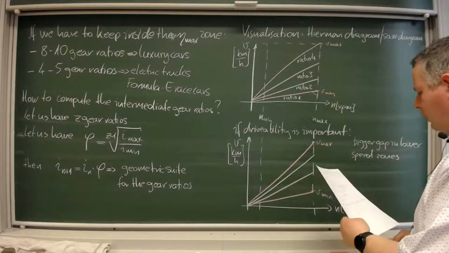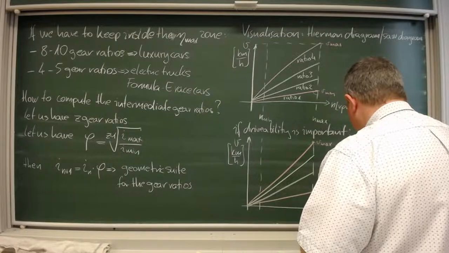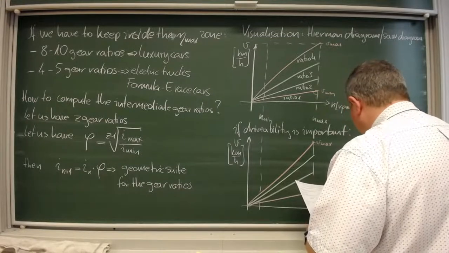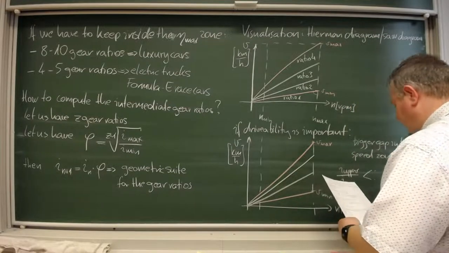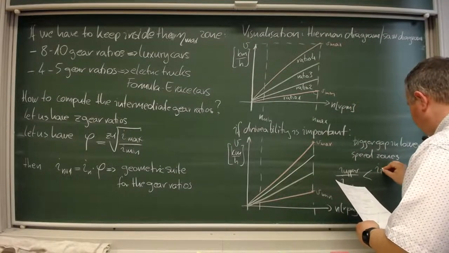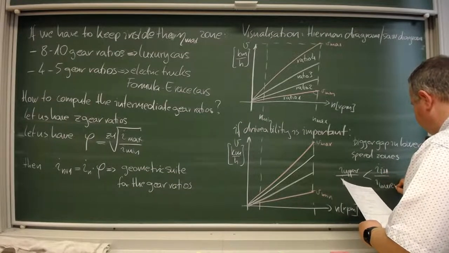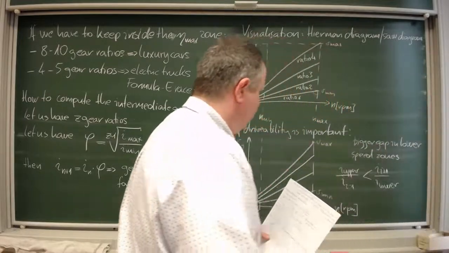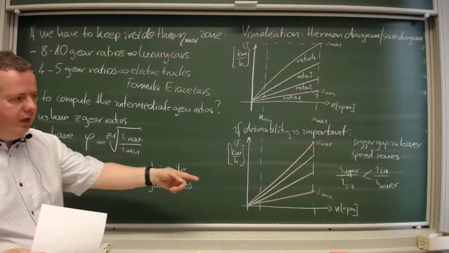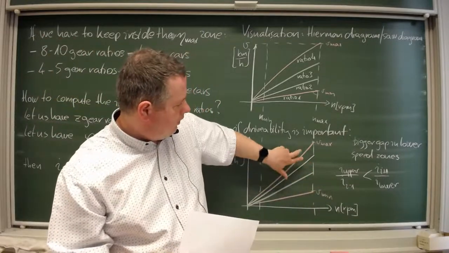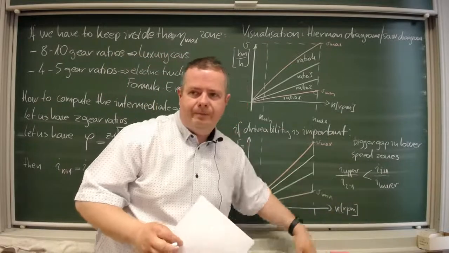What does it mean? It means that i upper by i minus 1 is a smaller distance than i plus 1 by i lower. So we don't keep the ideal phi, but we get a smaller number for the upper gears and a larger number for the lower gears.